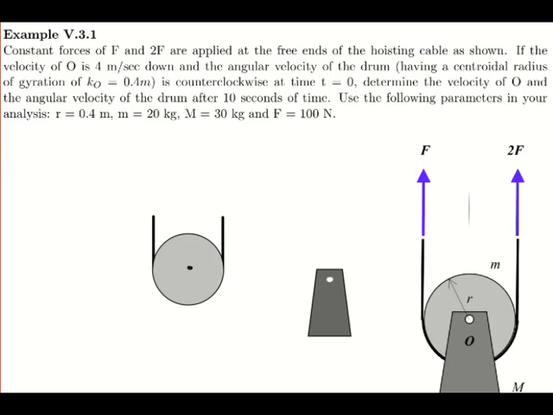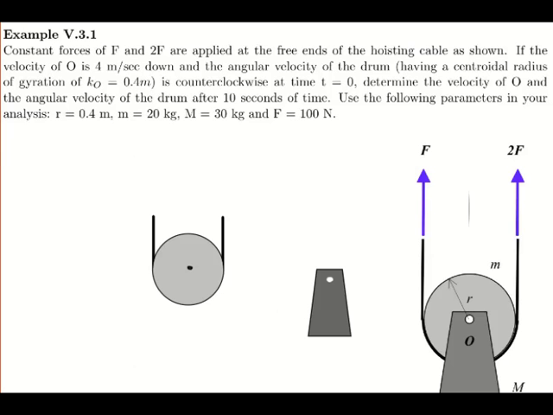For this example, what we're looking at is a drum which is supporting this load at point O. We're going to raise the whole system with these two forces, F acting on the cable on the left, 2F on the cable on the right. We know that the drum is originally rotating with an angular speed of omega 1 in the counterclockwise sense.